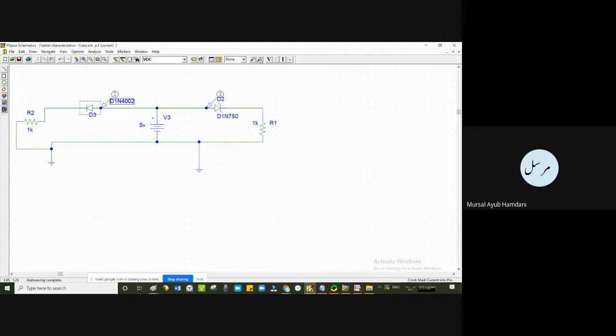Okay, so for that we use this current marker, and we place it at the positive side of the diode. This is the Zener diode. Okay, so N750, you can download this data sheet and see. Okay, so now this portion diode D2 will show a particular current.